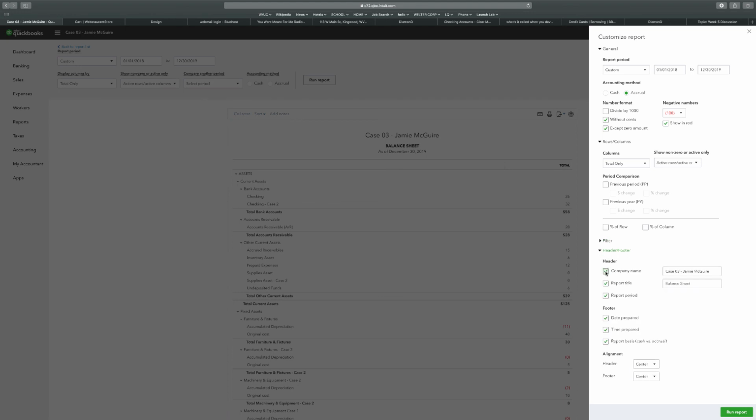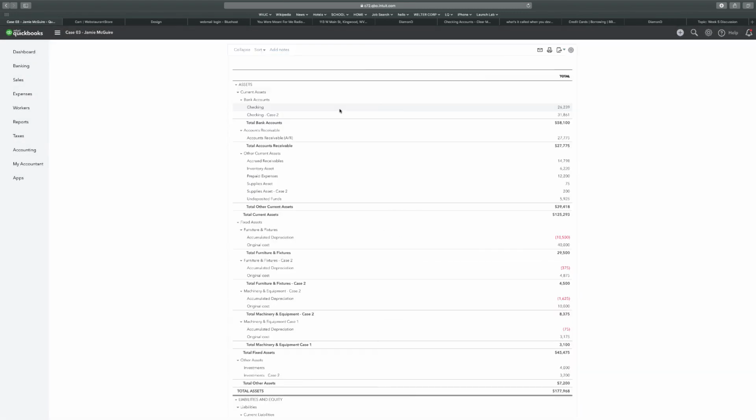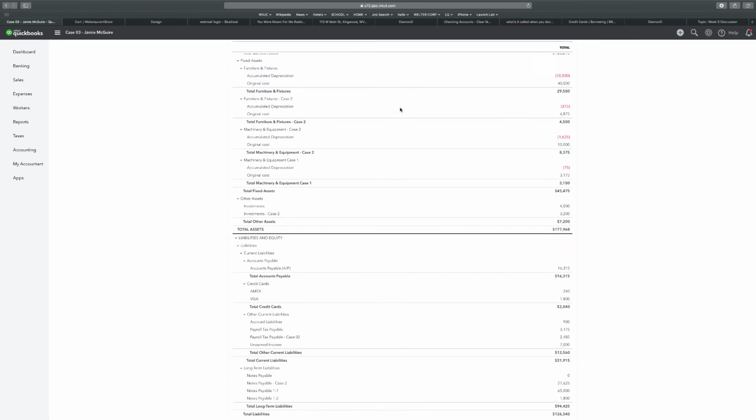Header and footer, you can add the company name, report title. You can get rid of all this stuff, you just have to unselect it, so you don't want it on the header or footer. Now it's all gone. Now you just have the numbers.